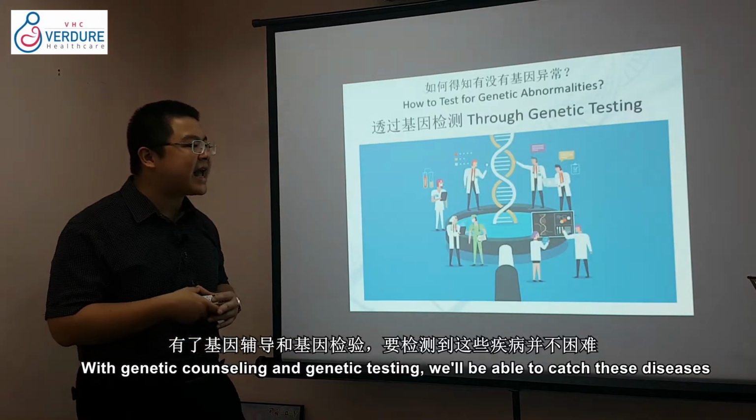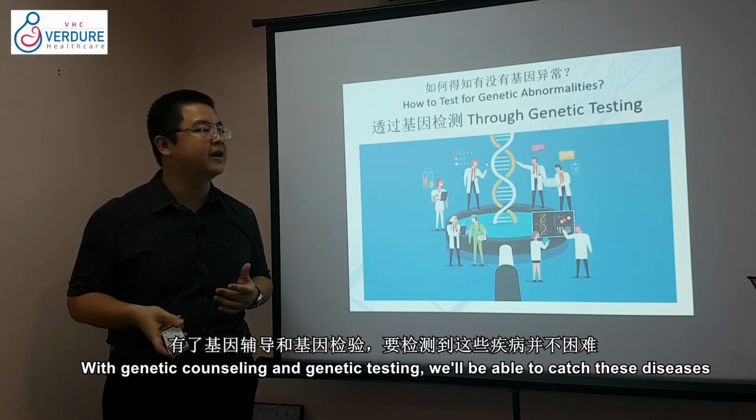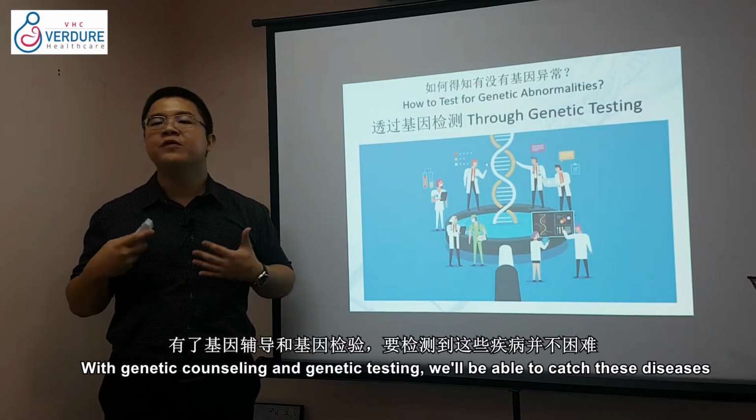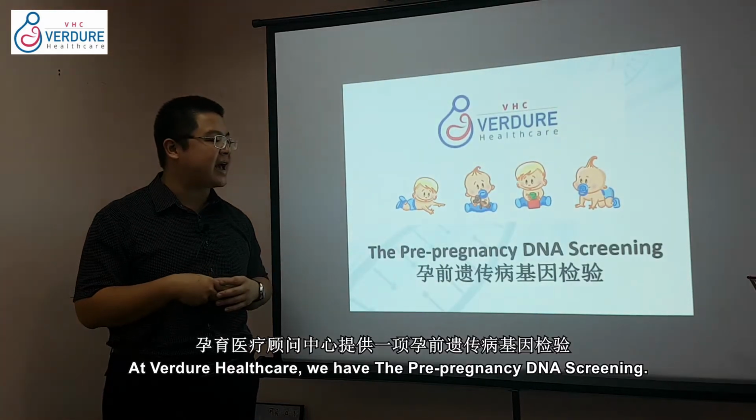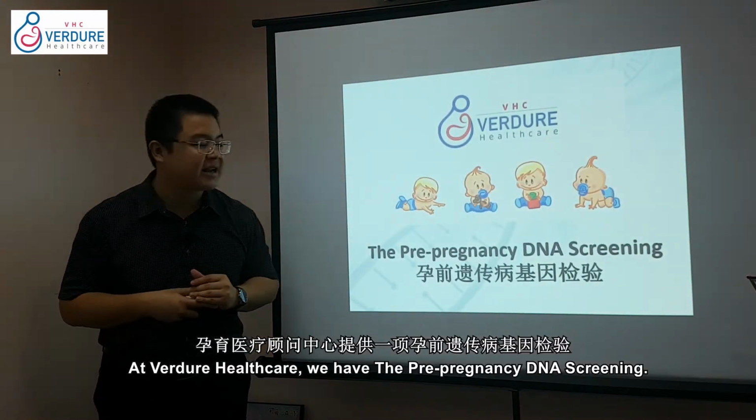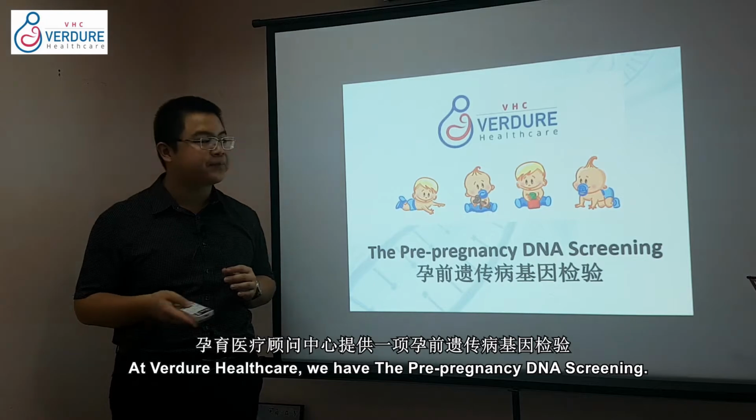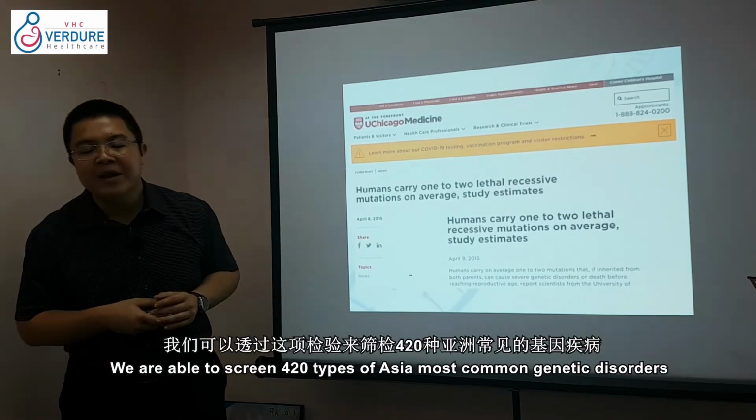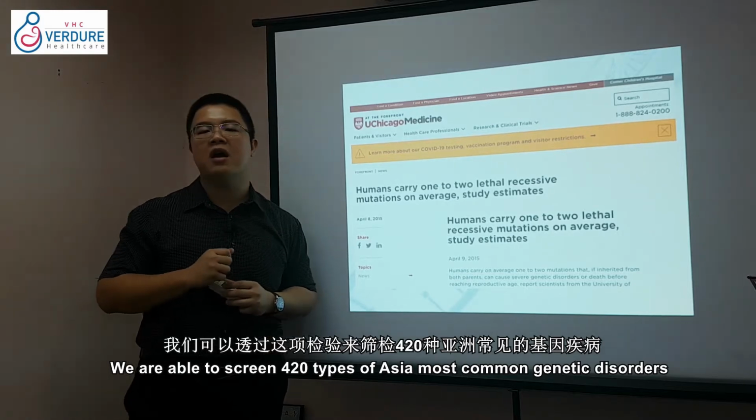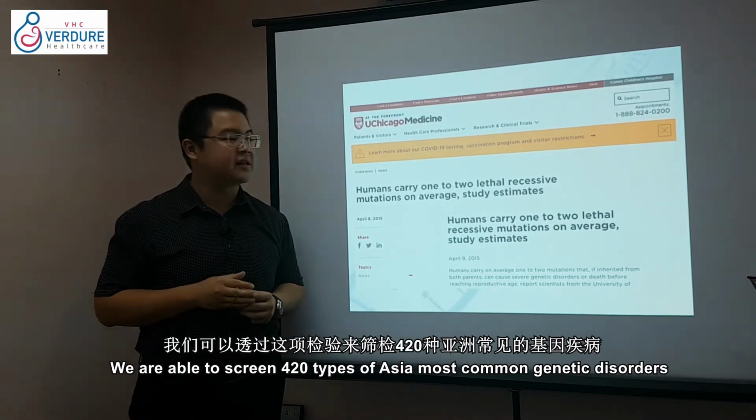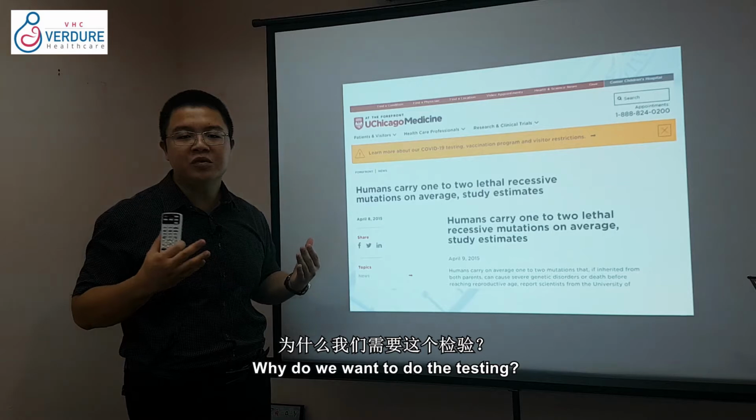So with genetic counseling and genetic testing, we will be able to catch these diseases. With Verdure Healthcare, we have something called the pre-pregnancy DNA screening, whereby we will be able to pick up 420 of Asia's most common genetic diseases. So why do the testing?